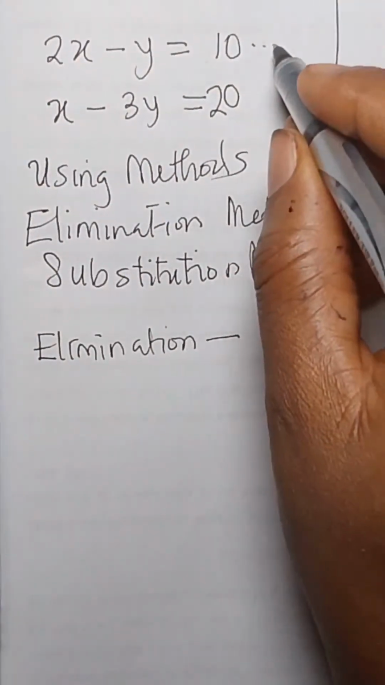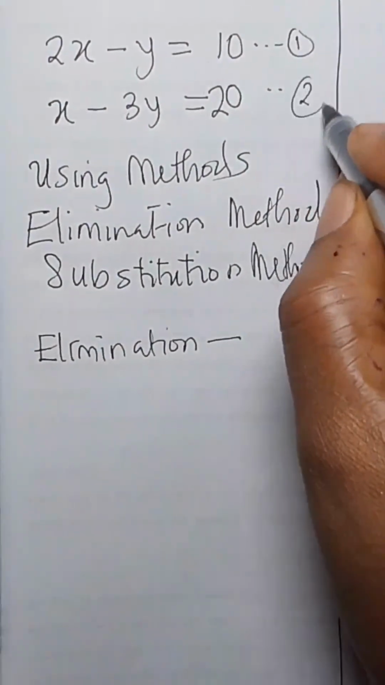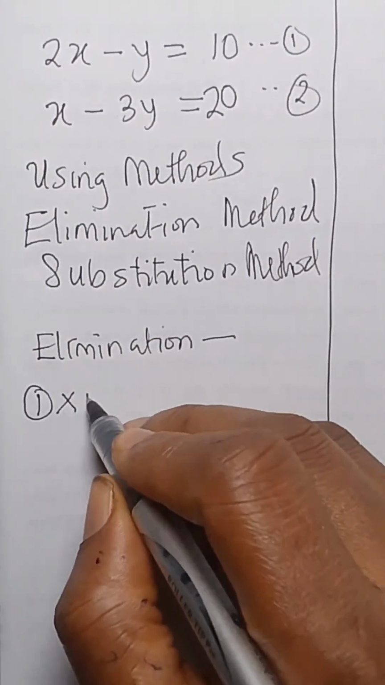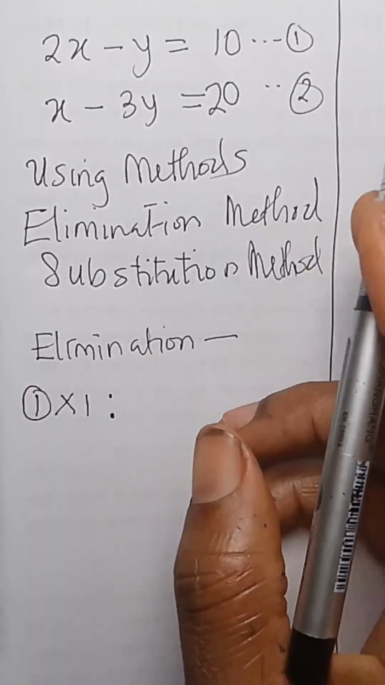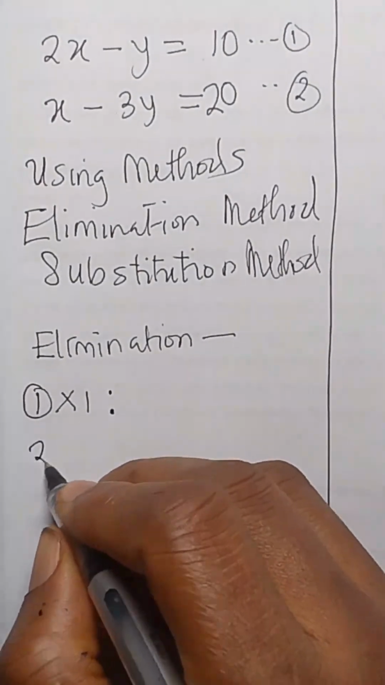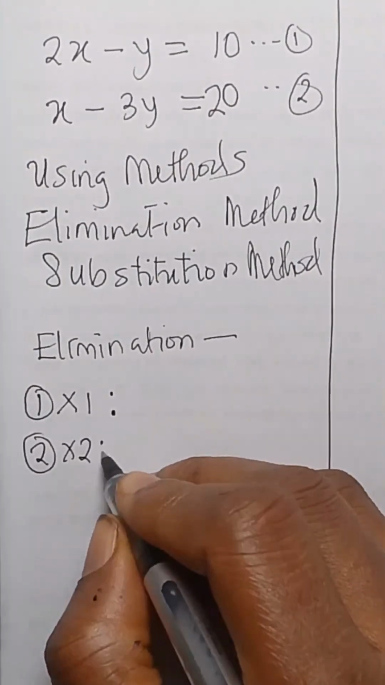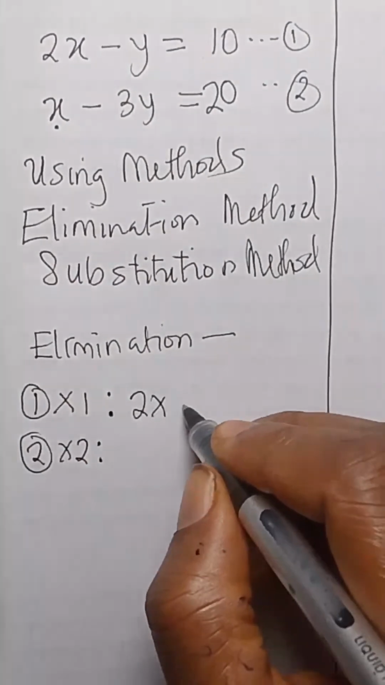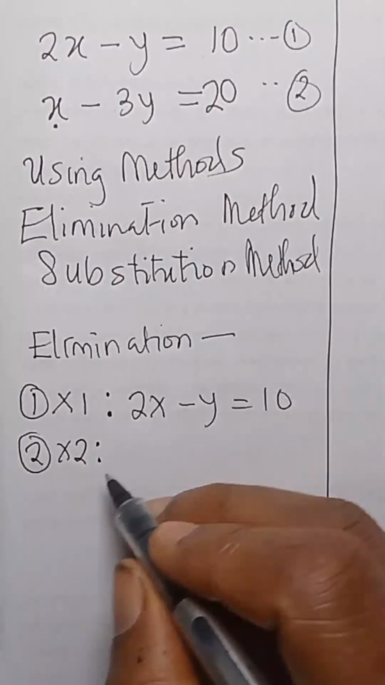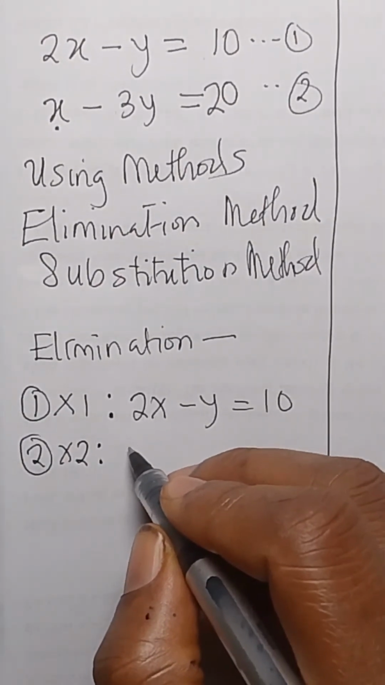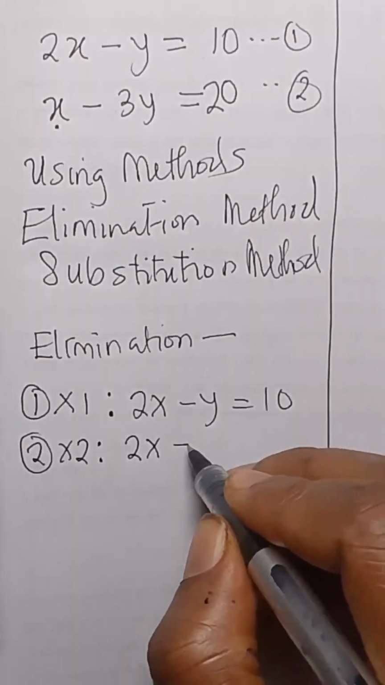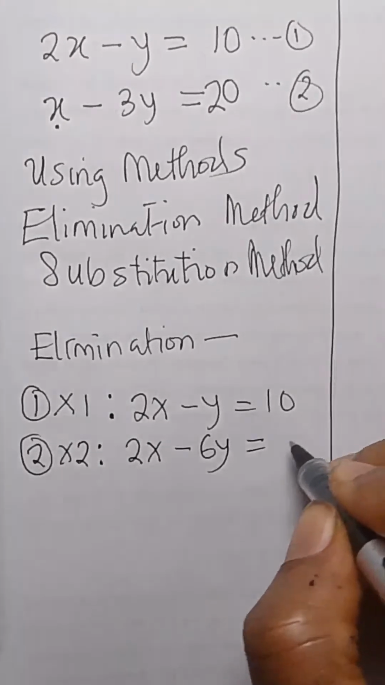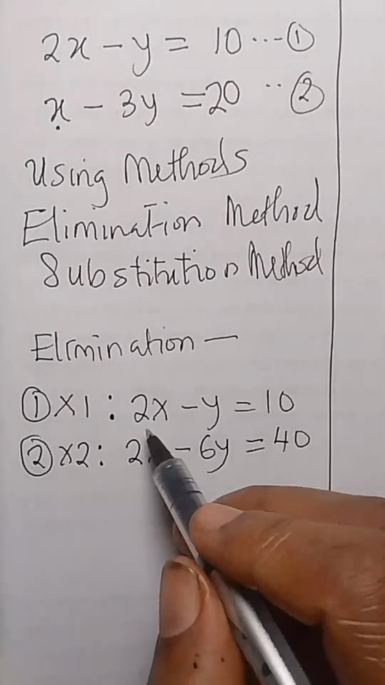So this is our equation 1. This is our equation 2. So we can say equation 1 multiply by 1, because if you multiply by 1, you get exactly what we have there. We don't want to make any changes there. Equation 2, we are multiplying it by 2 so that we can get this place to be 2. So the first one will repeat itself, 2x minus y is equals to 10. And on the second one, we have 2x, then minus 3y times 2 will give us 6y, equals to 20 times 2 will give us 40. Okay, so look at this place, they are the same.